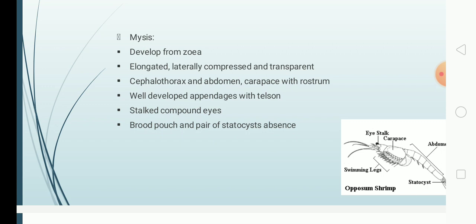whereas at the anterior of the carapace it produces a spine called a rostrum, and all the appendages are well developed, including 5 pairs of cephalic appendages, 8 pairs of thoracic appendages, and 6 pairs of abdominal appendages. So a total of 19 pairs of appendages. That is, this is the mirror image of the adult prawn.